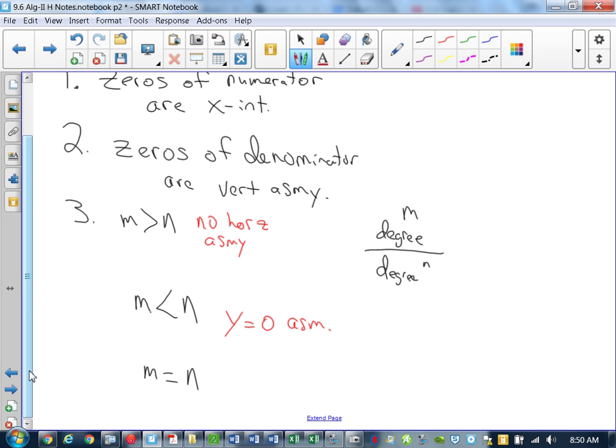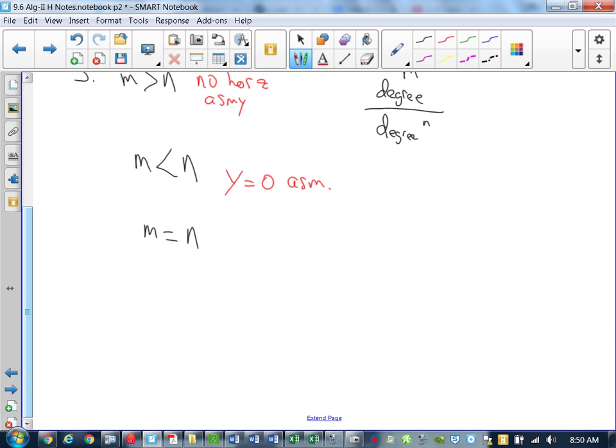And then m equals n, that's our coefficients. So that's your leading term coefficient. We wrote that as what? A over B, where A and B are the lead coefficients.